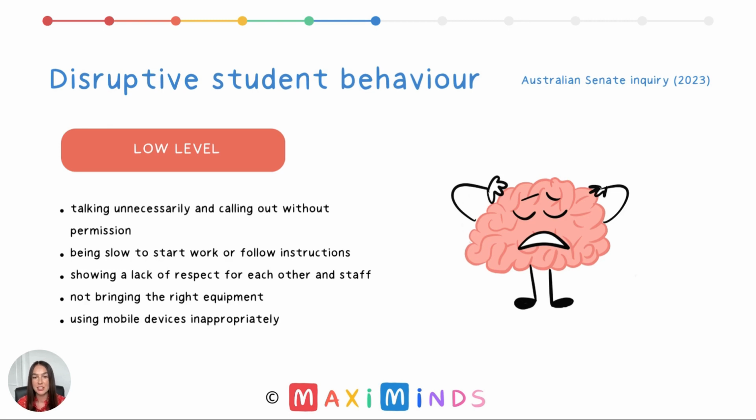There has actually been a recent Senate inquiry in Australia into looking at disruptive student behaviour and these sorts of things we're talking about in terms of classroom disruption. They found that there's a great deal of low-level disruptive behaviour in Australia, particularly. And I would imagine at KRB, if any, it's that low level. So these are things such as talking unnecessarily and calling out without permission, being slow to start work or follow instructions, showing a lack of respect for each other and yourself, not bringing the right equipment, and using mobile phones inappropriately.